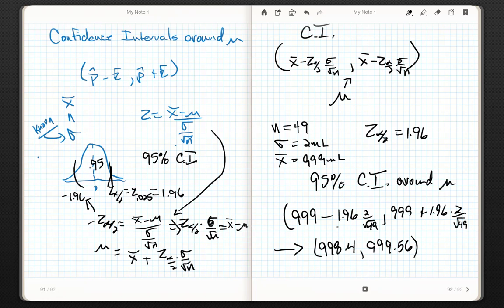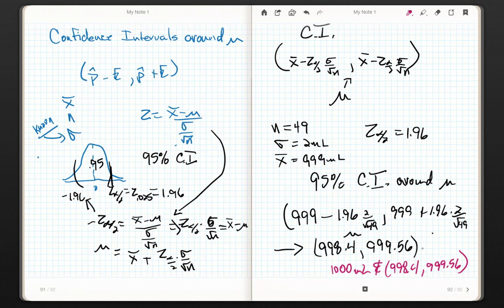I want your spidey sense to tingle here. Remember, if I'm Pepsi Company, and in theory this confidence interval is supposed to contain the true mean of the filling of these 1-liter Pepsi bottles, do you see a problem? Do you notice that 1,000 milliliters, affectionately known as a liter, is not an element of 998.4 to 999.56? Now, you remember when we did this before, I showed you a quick little introduction to hypothesis testing.